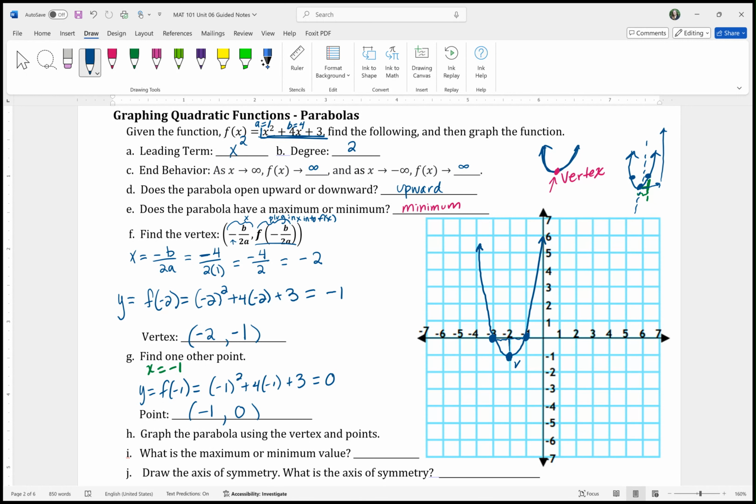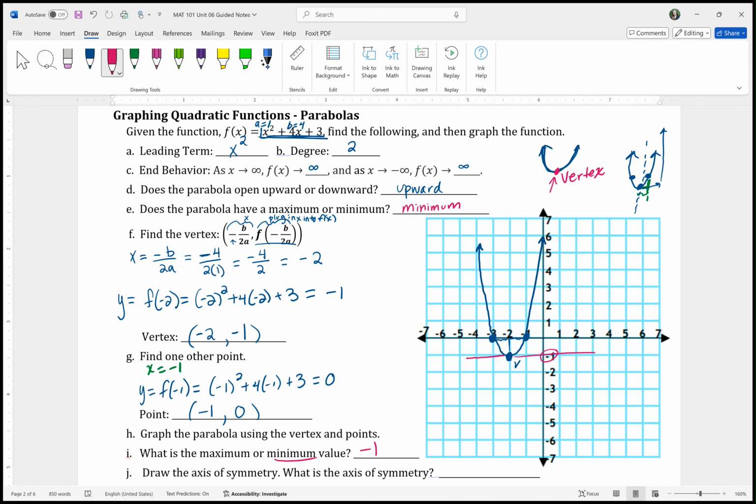Part H says, graph the parabola using the vertex and points. Did that. What is the maximum or minimum value? We talked about that this is a minimum, because the vertex down here is the lowest point on the graph. The lowest point on the graph is a y value. So what is the y value of the lowest point? Well, this would be the y value of the vertex, and in this case, that y value is negative 1. So our minimum value is negative 1.